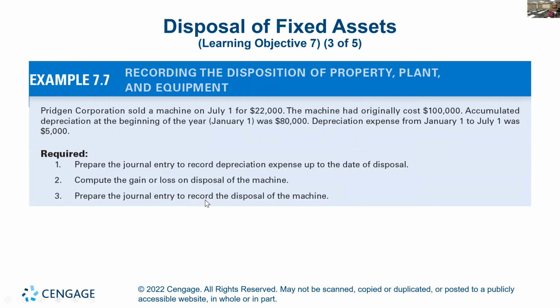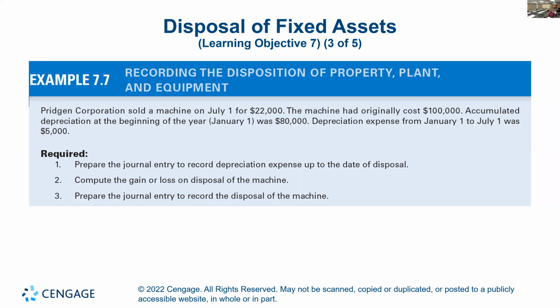So here's an example here. We sold a machine for $22,000. Okay, so we received $22,000 cash for selling this machine. It had an original cost of $100,000, which it was listed on our balance sheet at. Accumulated depreciation was $80,000. And it tells us depreciation expense from January to July 1st was $5,000.